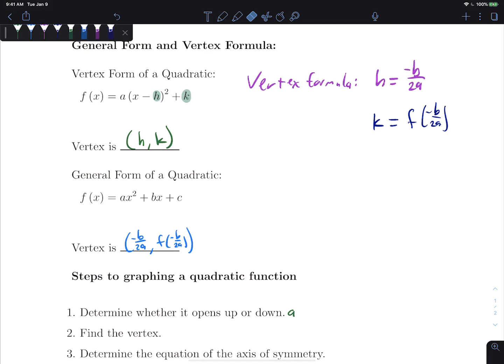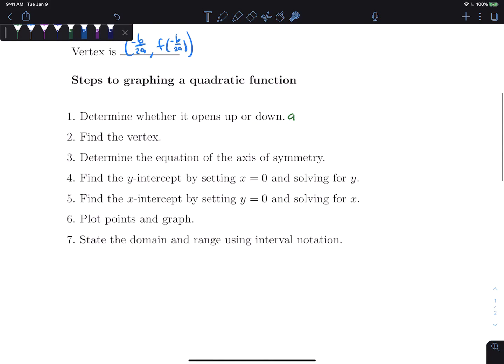So let's ignore that. All right. So that was the first step. The second step is to find the vertex. Generally speaking, these two can be interchanged, but it is a good idea to do these two first.